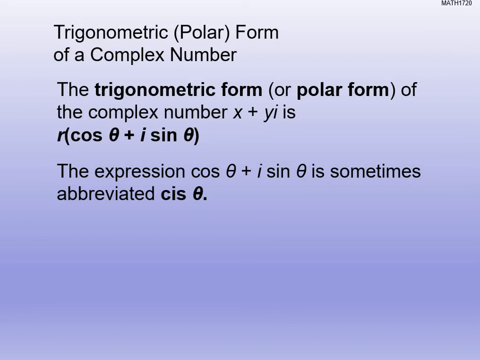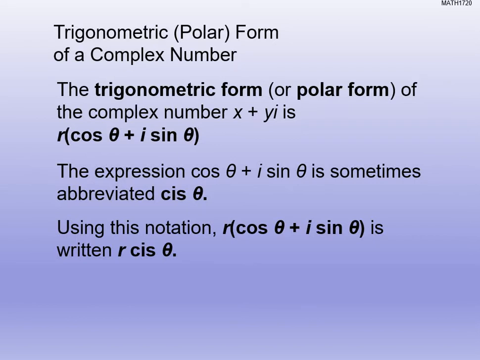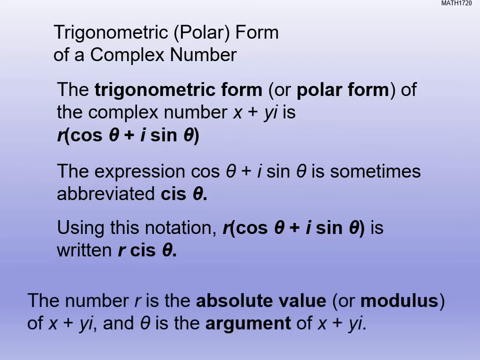So if you see CIS on a few of your homework assignments, that's really all it's asking you to do: take r times cosine of theta plus r times i sine of theta. Okay? So just a shorthand notation. When you see r CIS theta, it really means r times the quantity of cosine theta plus i sine theta when you're doing the calculations.